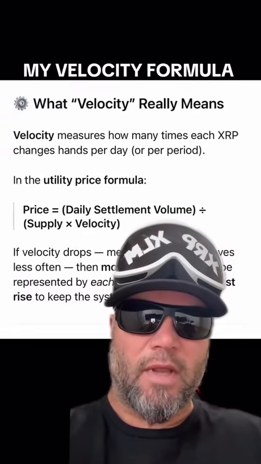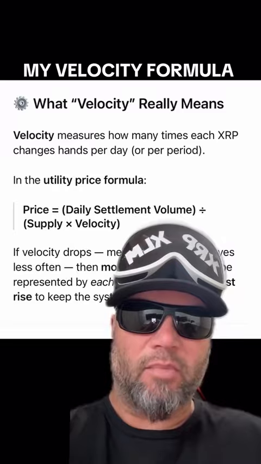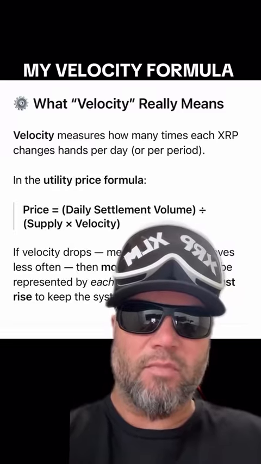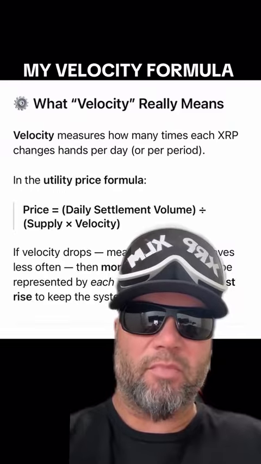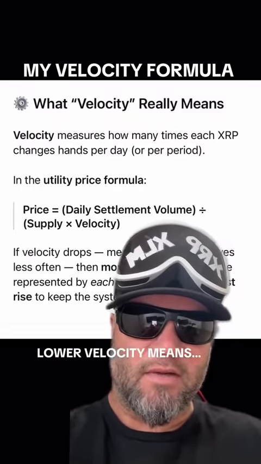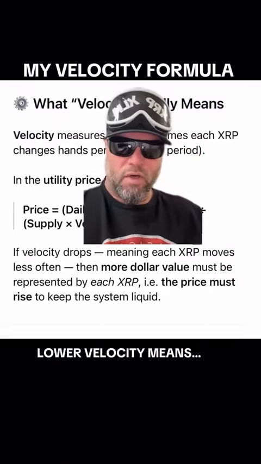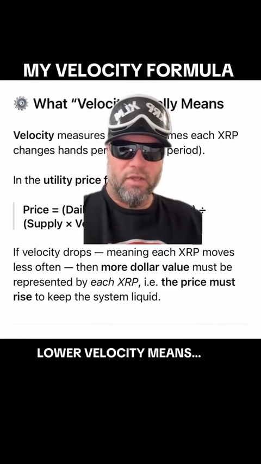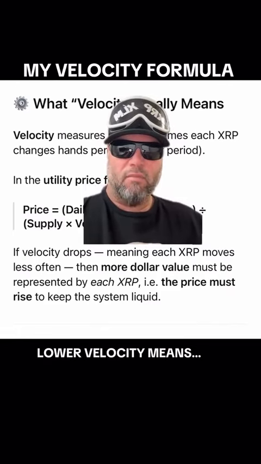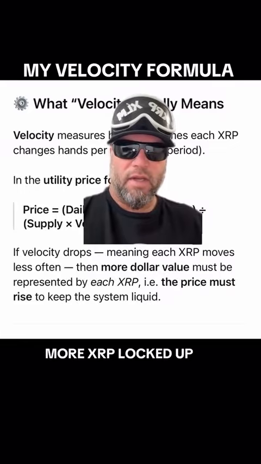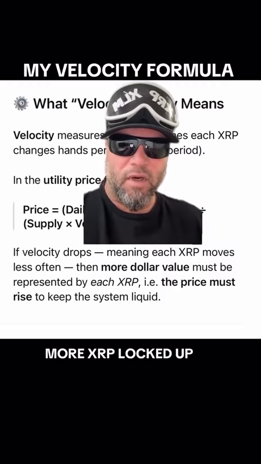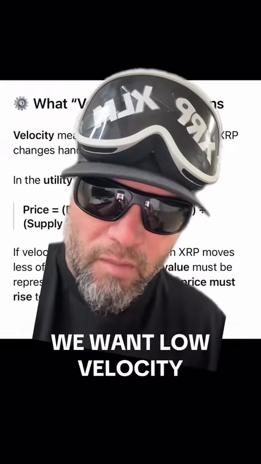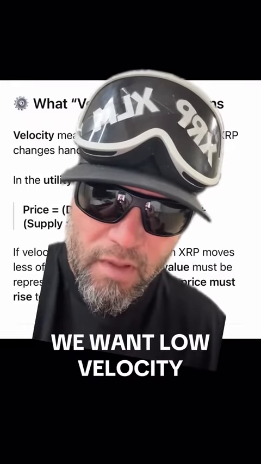That is the formula that I use when trying to figure out XRP price, and we're going to see how we get to $1,000. Price equals daily settlement volume divided by the supply times velocity. And that's basically how it works. If velocity drops, meaning each XRP moves less often, then more dollar value has to be represented by each XRP. The price must rise to keep the same liquidity. The lower the velocity number, the higher the price of XRP.